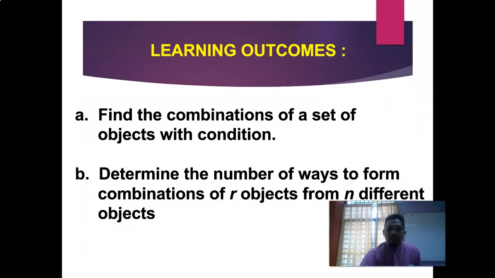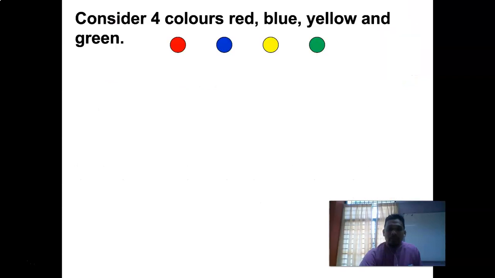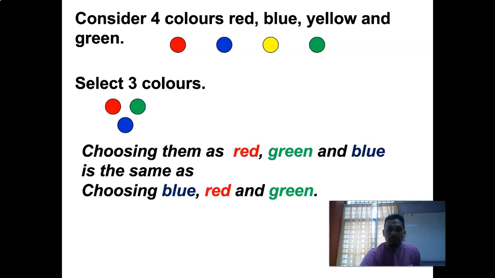As you see on the screen here now, you may read by yourself. Consider 4 colors: red, blue, yellow, and green. Select 3 of them. It can be red, green, and blue, or red, blue, green, or blue, yellow, green, or blue, green, yellow, and list out many more. These are a few examples.